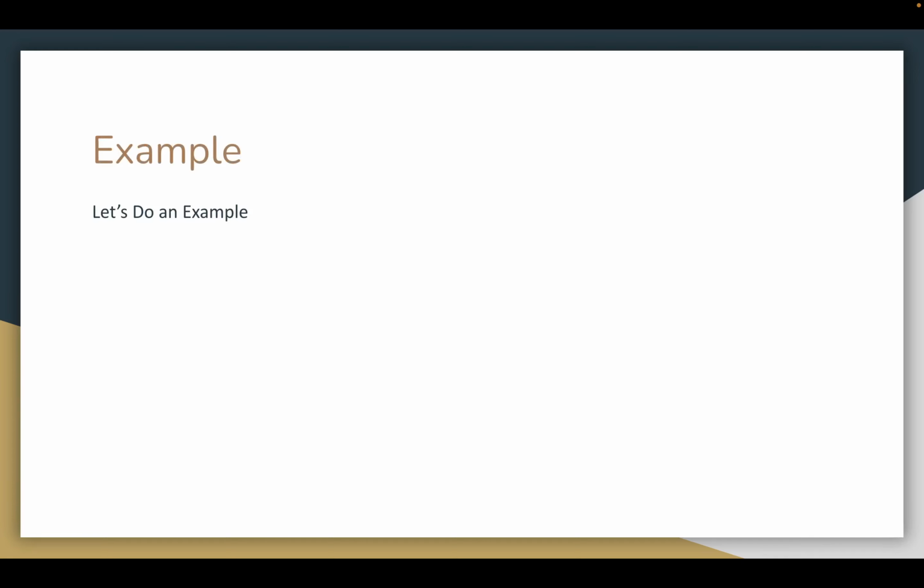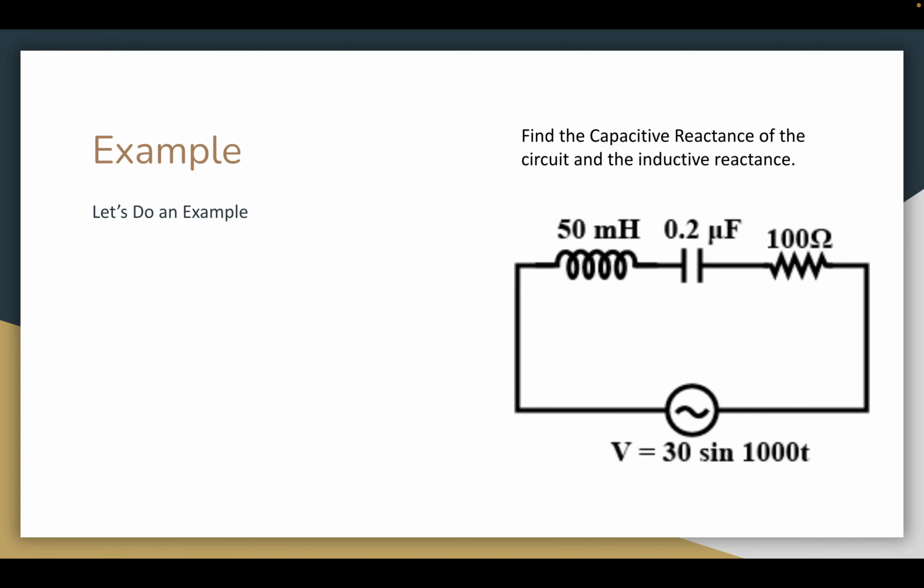Alright, let's go over an example. So let's find the capacitive reactance of the circuit and the inductive reactance of the circuit. So here's a basic circuit. First of all, we're going to look for the frequency. If you look at the bottom, we have V equals 30 sine 1000t. So our 1000 is our frequency.